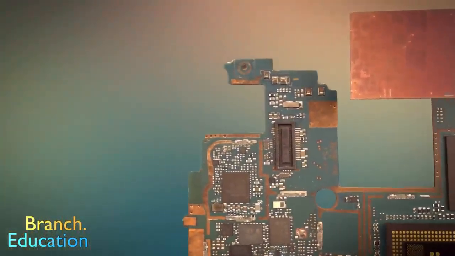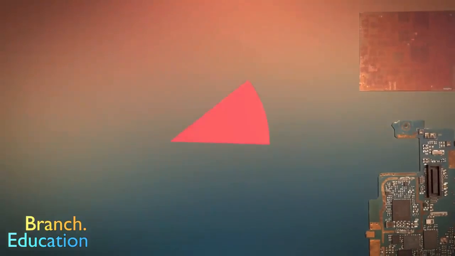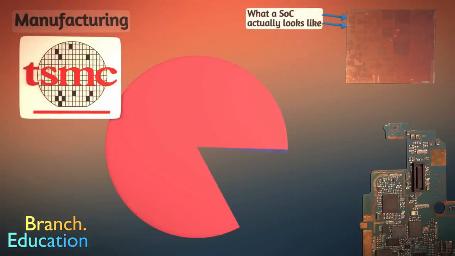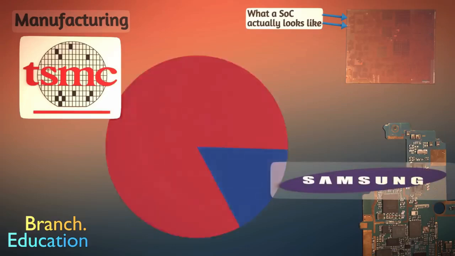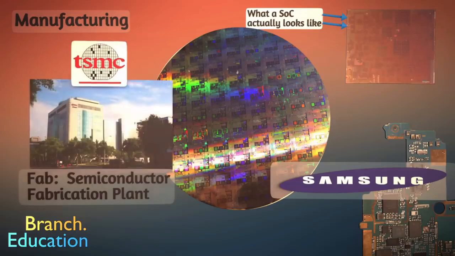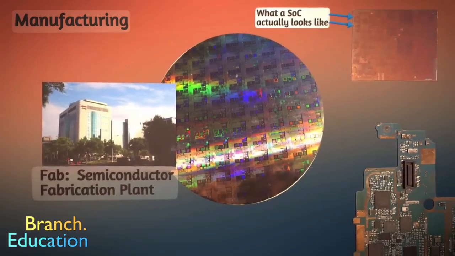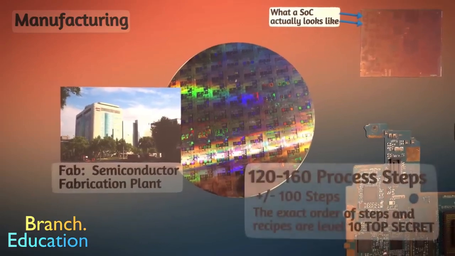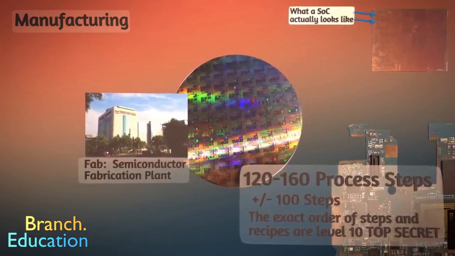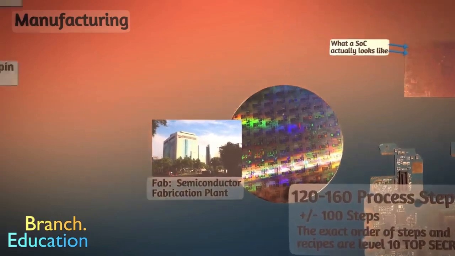To start, the lion's share of all SoCs get manufactured by a single company called TSMC, or Taiwan Semiconductor Manufacturing Company, and a smaller yet increasing proportion of SoCs are manufactured by Samsung. These microchips are manufactured on 300mm wide silicon wafers in factories called fabs. In order to manufacture an array of chips, the silicon wafer has to go through a series of 120 to 160 processes, or steps, performed by dozens of different machines.